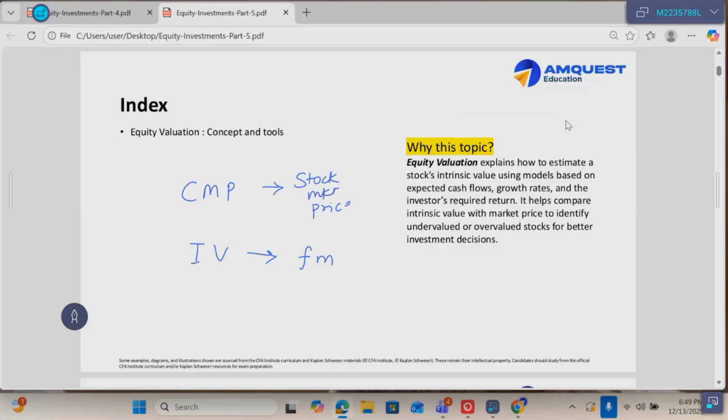Now, the basic idea is, let's say a stock is currently trading in the market at 100, but you do your calculation and you feel that the stock should actually be trading at 120. So the current market price is 100. You feel that the value should be 120. So we say that this stock is undervalued. क्यों? Because ये trade हो रहा है 100 में, but ये actually trade होना चाहिए 120. So intrinsic value is what you feel should be the value of the stock.